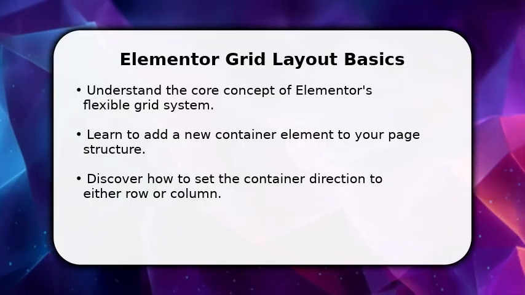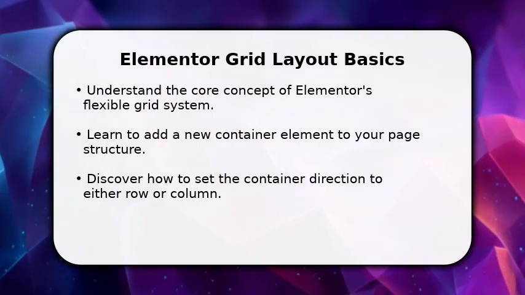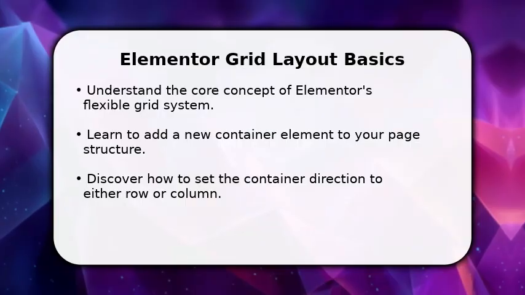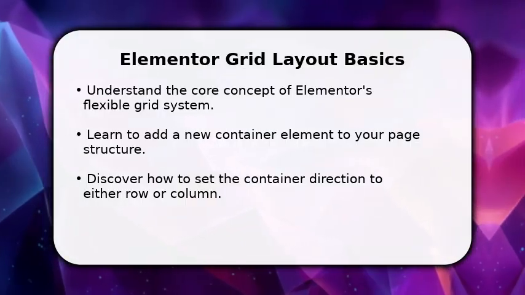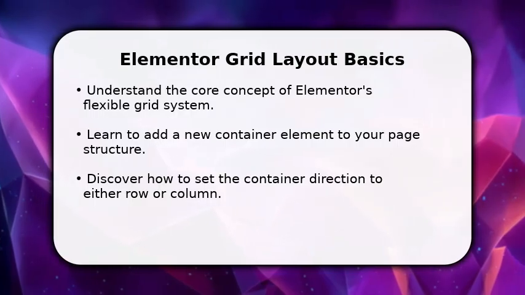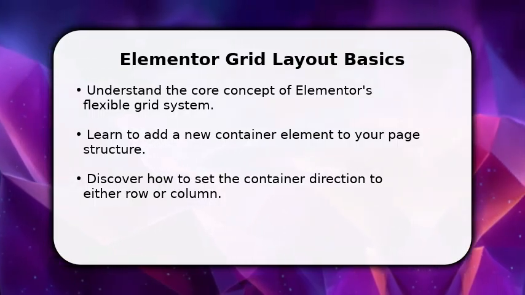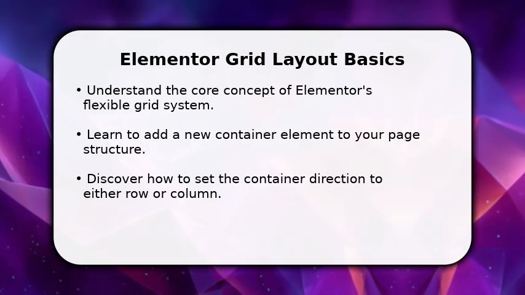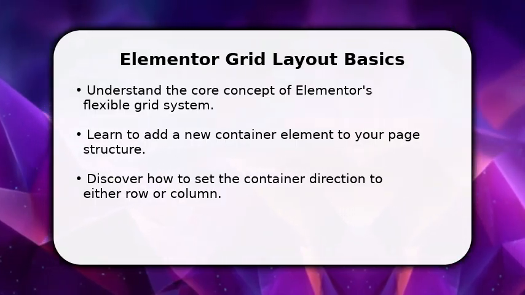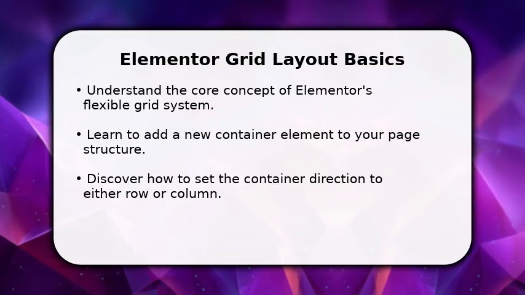In this video, I will explain how to use grid layout in Elementor. First, begin by adding a new container to your page. This container will serve as the foundation for your grid. Next, navigate to the layout settings of your container and choose its direction, either horizontal as a row or vertical as a column. This initial step is crucial for defining how your elements will arrange themselves.